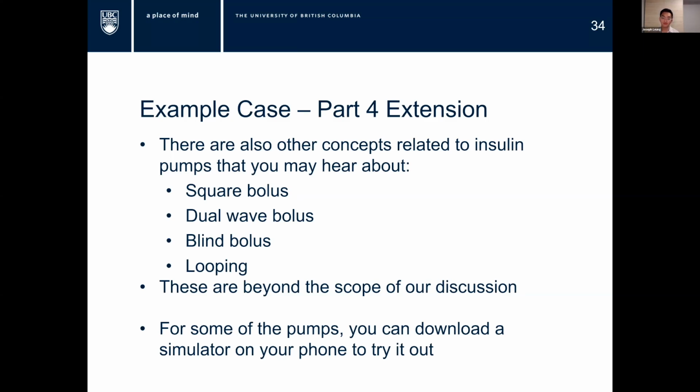If you are watching this video in preparation for diabetes camp, there may be opportunities at camp to try a pump. Or if you're a resident watching this video, perhaps when you're on service with us, there may be opportunities for you to try an insulin pump with some saline in it, so you can test out some of the features and learn about how an insulin pump works as well.